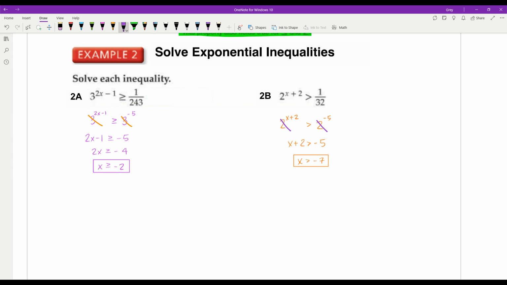And that's all we have with solving equations by rewriting bases.